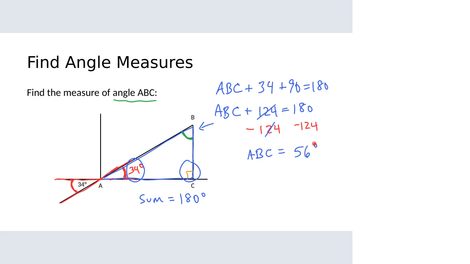And I just found out that the measure of angle ABC is 56 degrees. What I did to get here was I used some things that I know. I used the fact that I know this is 34 and I can see these are vertical angles, so that's also 34. I know this one's 90, and I know that these three must add to 180. And with all that in mind, I can determine that ABC has a measure of 56 degrees.